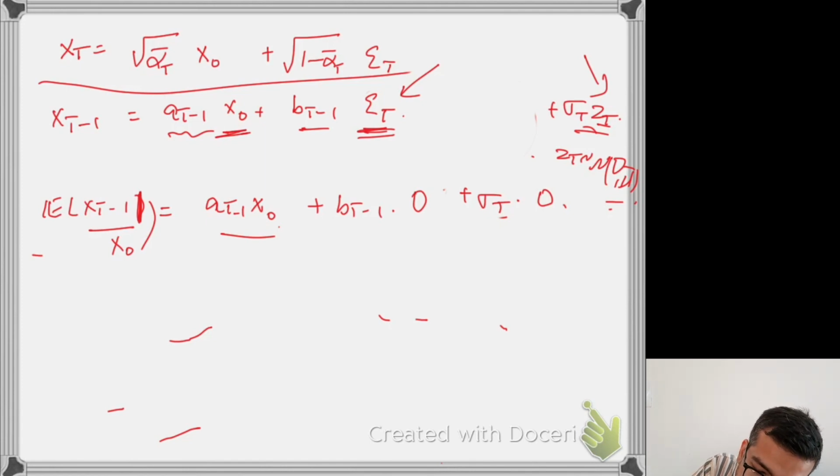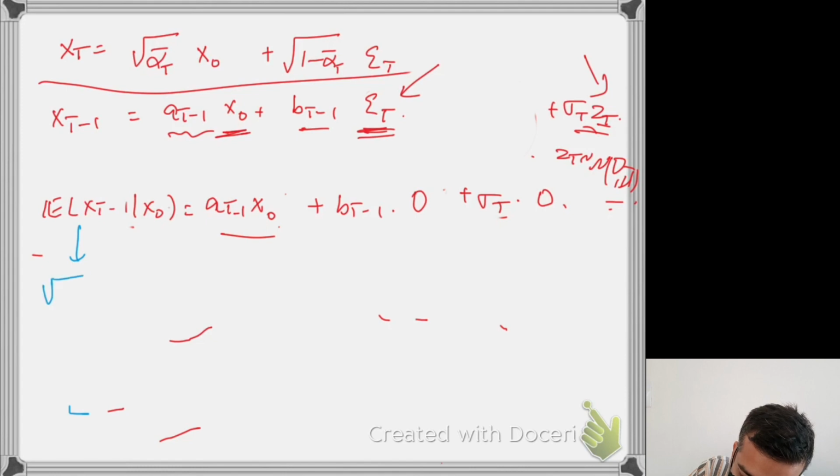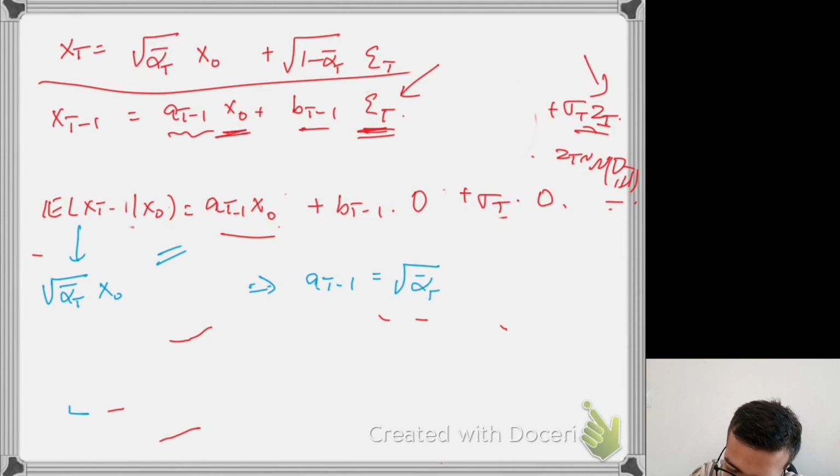But what should this have been ideally? Ideally this should have been equal to square root of alpha_{t-1} bar x naught. So these two must be equal. Therefore a_{t-1} must be equal to square root of alpha_{t-1} bar.